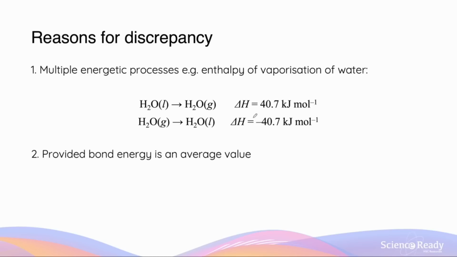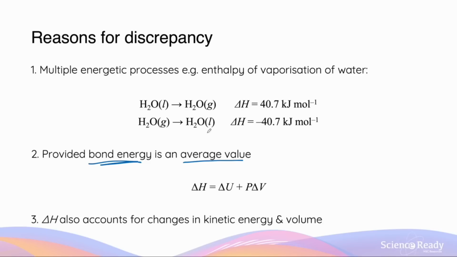The second reason for the discrepancy between theoretical and calculated enthalpy change values is that bond energy that's used in calculations is usually provided as an average value. I'll explain this in more detail in a moment. And the third reason was briefly mentioned when we discussed the equation for enthalpy change. Enthalpy change includes the changes in internal energy of the system, which includes both the kinetic energy and the bond energy values, which we have considered, but also the pressure and changes in volume that occur during a chemical reaction.